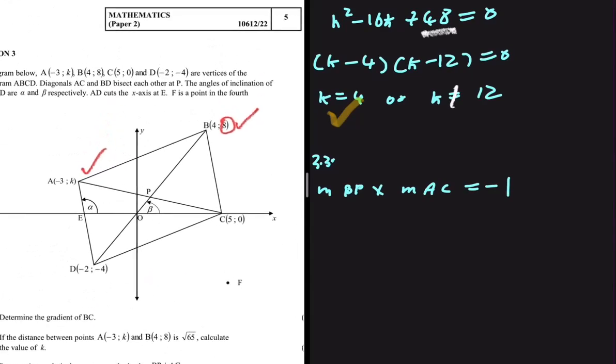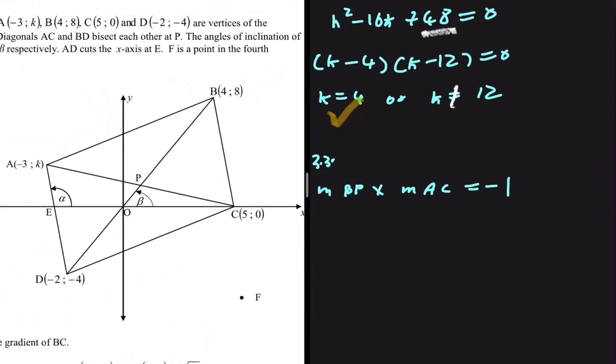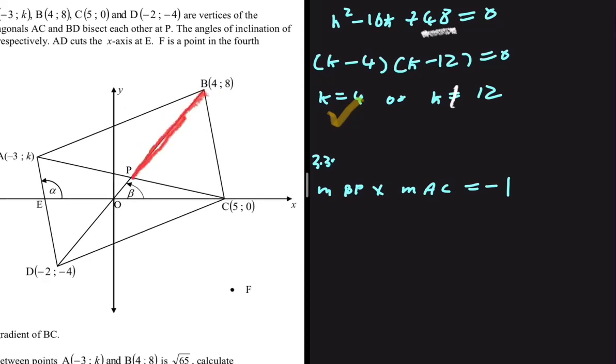So let's go to our sketch and see how we can find our way. So where is BP? BP is right here, and then AC is right here. There we go, we have AC.